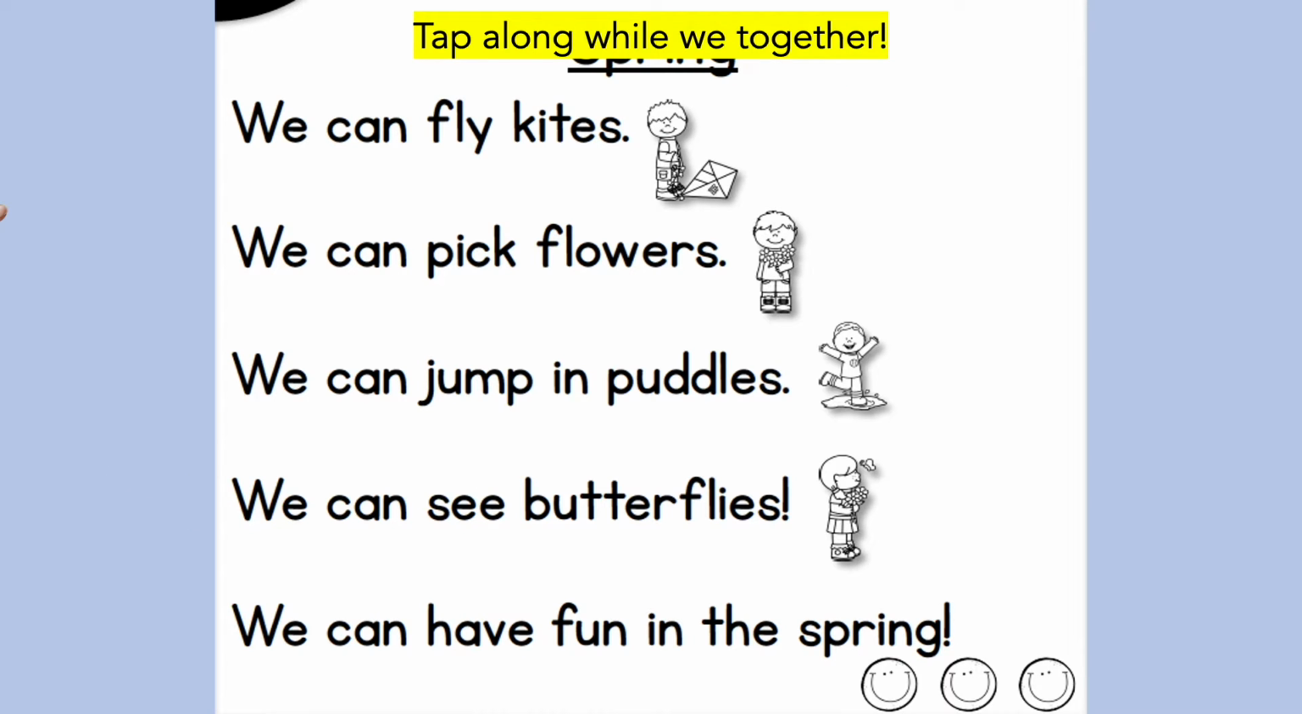It's time to read the passage. Tap along as we read the first 2 sentences together. We will read each sentence 2 times. Follow the red dot as we read each word. Get your tapping fingers ready. We can fly kites. We can fly kites. We can pick flowers. We can pick flowers.